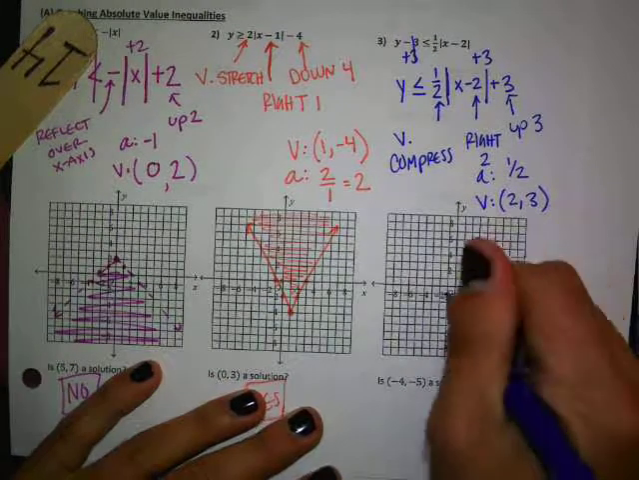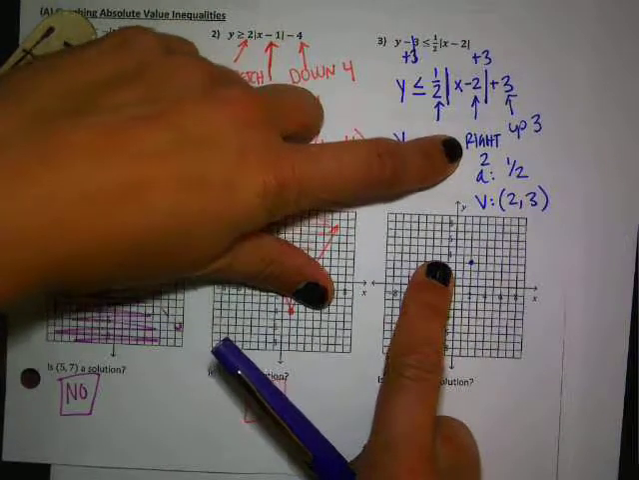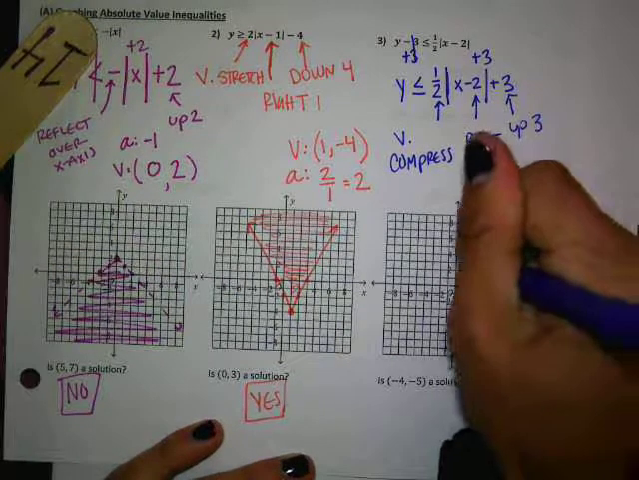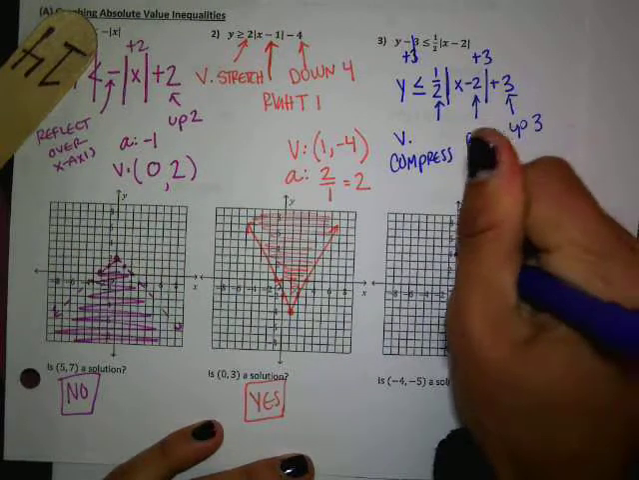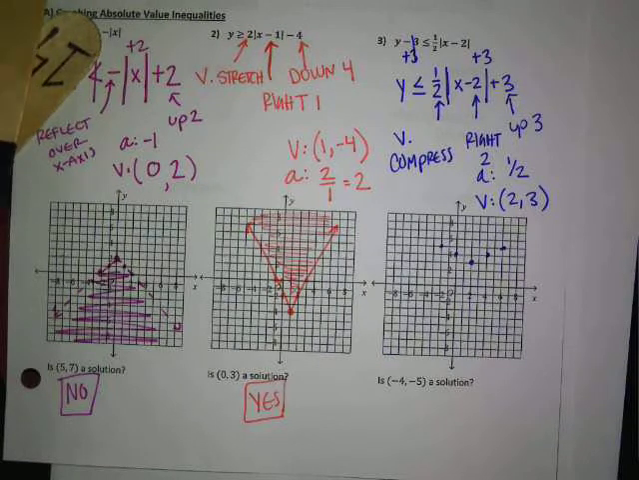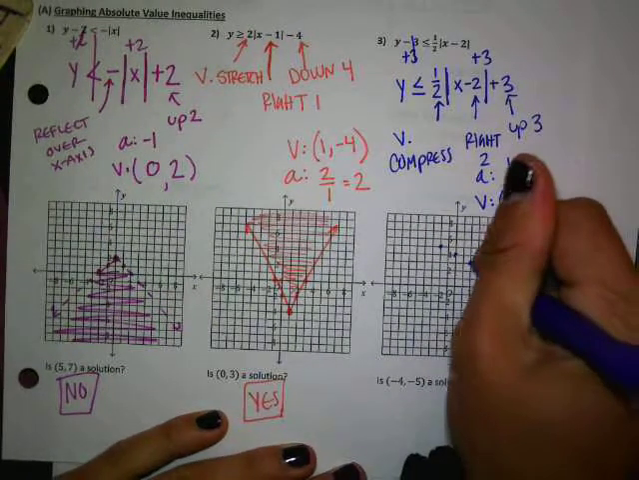So I'm going to plot the vertex 2, 3. That does match my translations. I went right 2, up 3. I'm going to use my slope up 1/2, which makes sense because I am vertically squishing my graph. Let's see, dotted or solid? Daniela. Solid, very good.